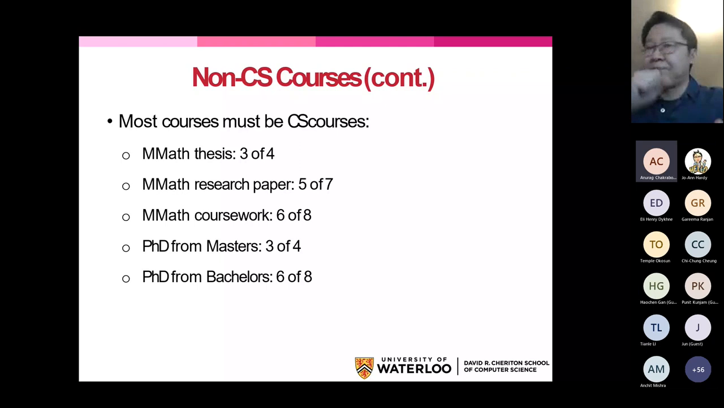Okay, so again, there's a limit in terms of how many non-CS courses that you can take. For an MMath thesis student, 3 out of 4 of your courses must be CS courses. For research paper and coursework students, you can take at most 2 non-CS courses. For a PhD coming from master's, you can take at most 1 non-CS course. And for those coming from a bachelor's, you can take at most 2 non-CS courses.